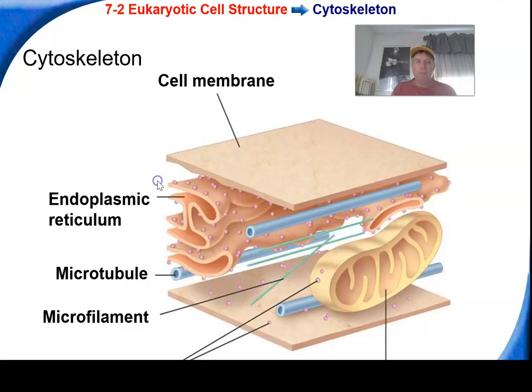I've got to go back to previous. Okay, here we go. So this is the cell membrane on the outside of the cell. Here's the endoplasmic reticulum. You can notice the ribosomes on there making it rough. Here are the microtubules, one of the types of cytoskeleton. Microtubules, and this very thin green line is microfilament.